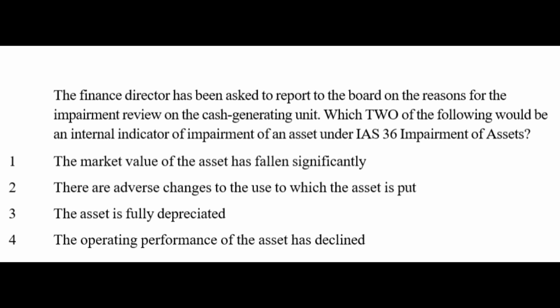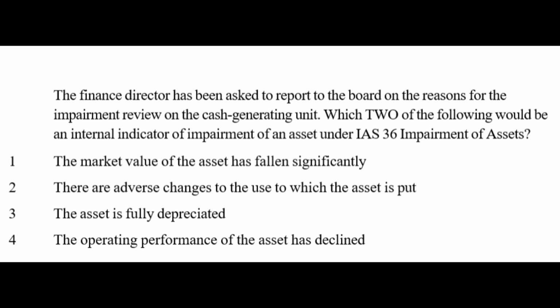There are adverse changes to the use to which the asset is put. This is an internal indicator because it relates to how management uses or deploys the asset, for example a change in production method, reduced capacity usage, or reassignment. The asset is fully depreciated. This is not an impairment indicator under IAS 36. An asset being fully depreciated only reflects accounting allocation, not recoverable value.